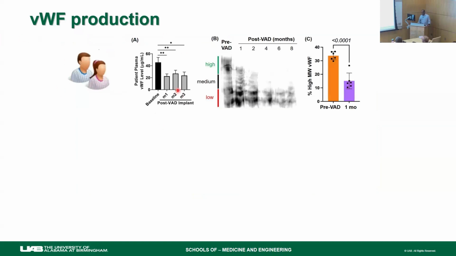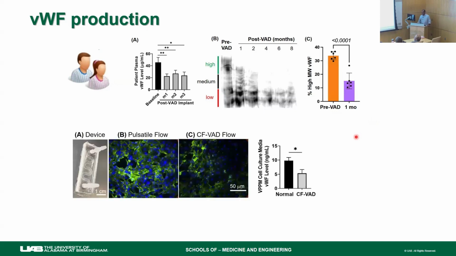So this data I showed you previously, when we take these patients, we look at von Willebrand levels in circulation. Von Willebrand levels go down significantly and they stay low. And also there's increased degradation. This doesn't really relate to the production work, but there's increased degradation 1 to up to 8 months after VAD was installed.